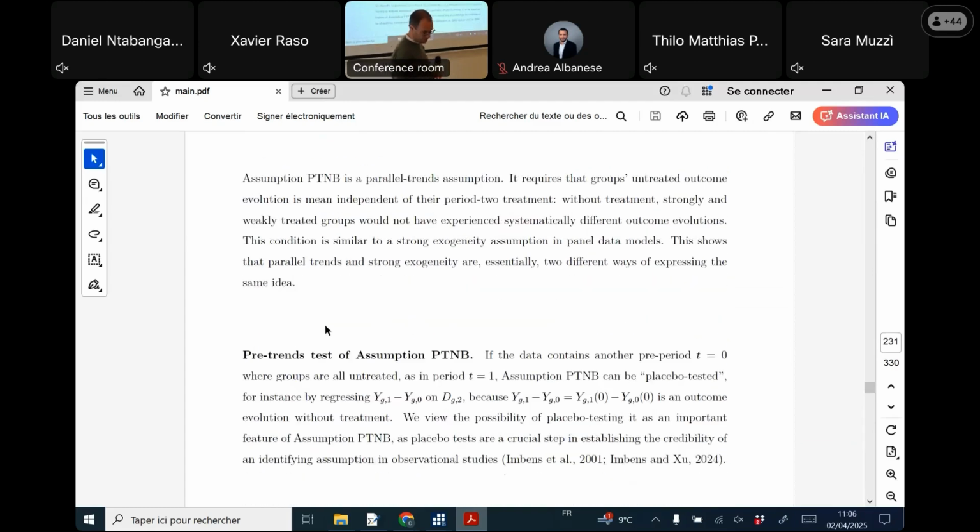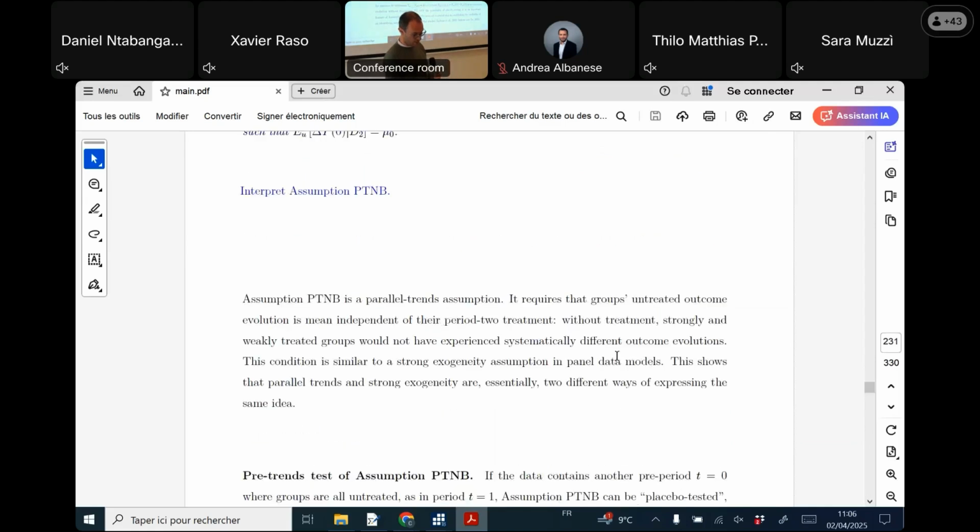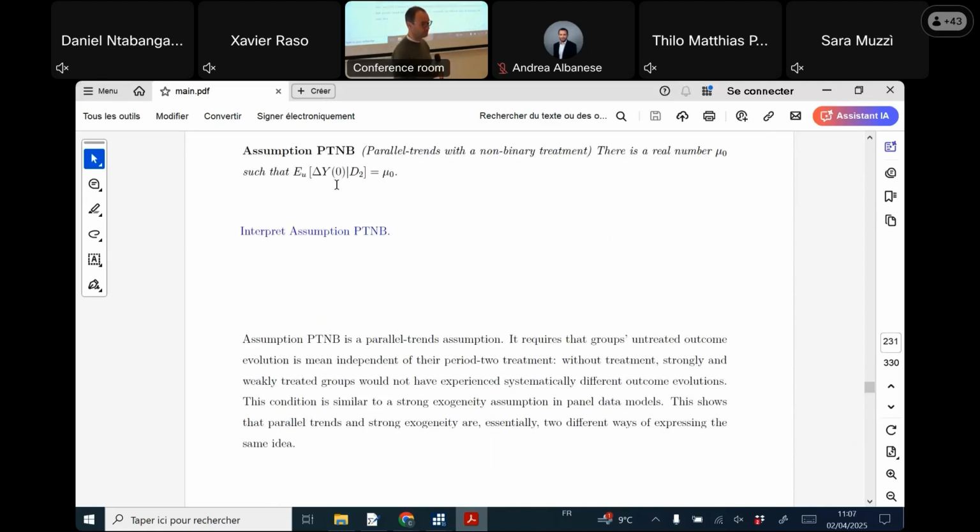So a nice feature of this assumption is that you can run a pre-trends test of it. Instead of having only 2 time periods, you have a third one, period 0, where everybody is also untreated. In that case, the outcome evolution from period 0 to 1 is also an outcome evolution without the treatment. Okay. So how would you run a pre-trends test of this assumption now that the treatment is not binary?